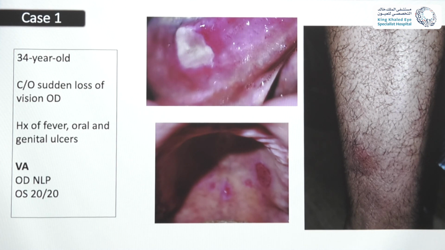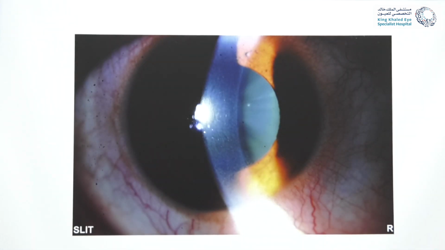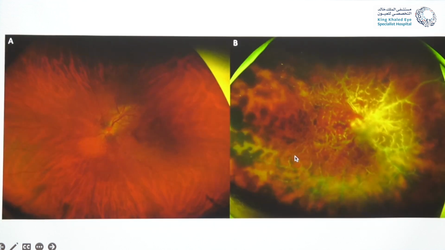This is a 34-year-old male who came complaining of sudden loss of vision in the right eye. He had a history of fever and oral and genital ulcers before presentation. His visual acuity was no light perception in the right eye and 20/20 in the left eye. This is his anterior segment examination. As you can see here, there are no KPs and there is some AC reaction, so it's non-granulomatous anterior uveitis. This is his fundus. The left eye is normal. In the right eye, you will see the hemorrhagic perivascular sheathing that involves all 4 quadrants.